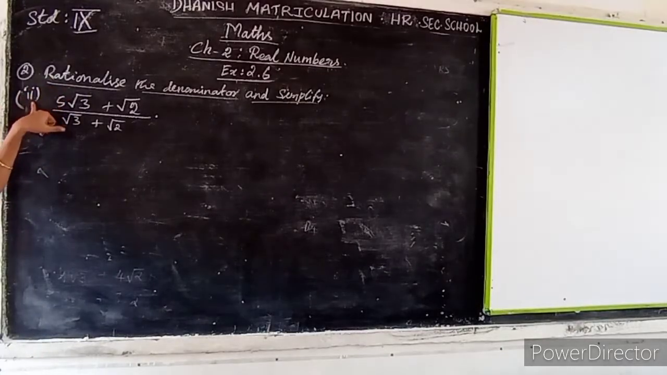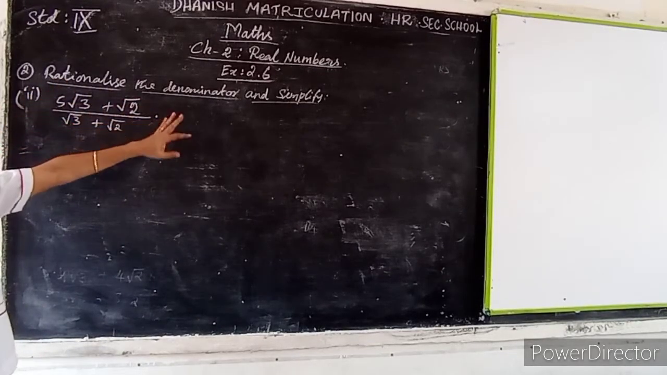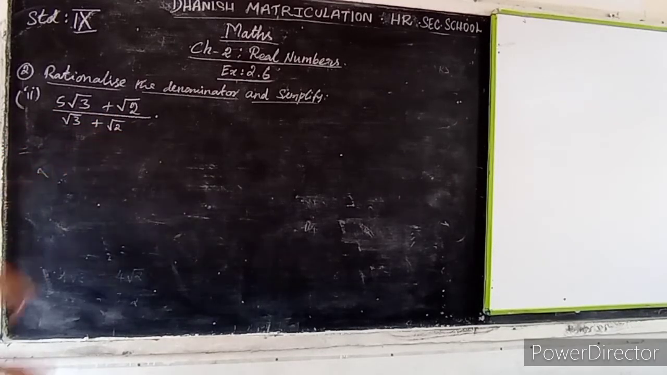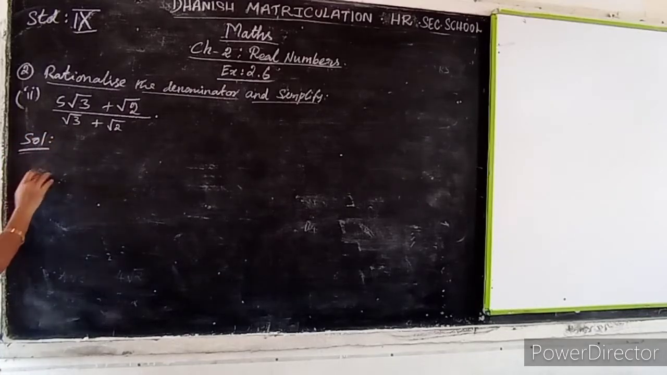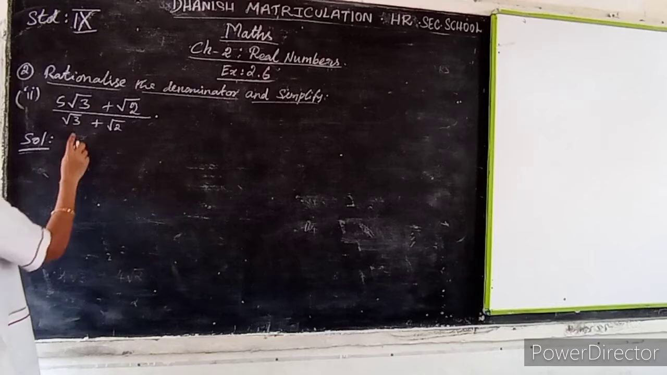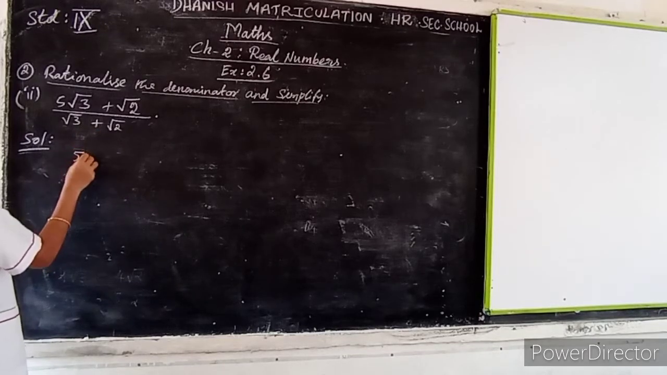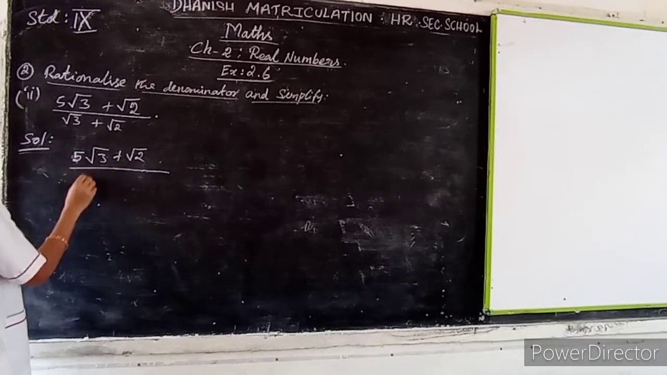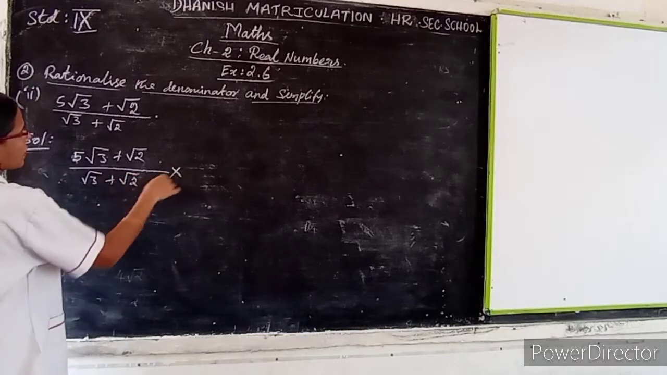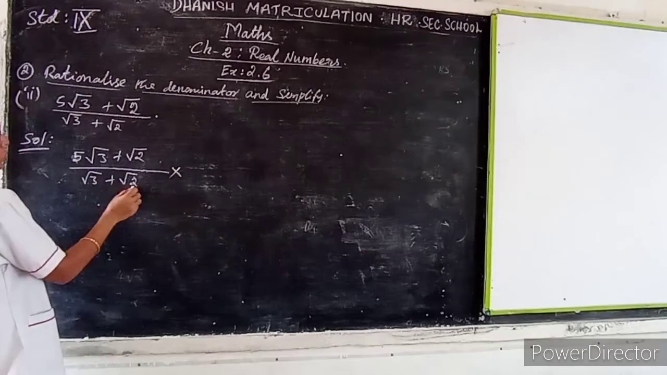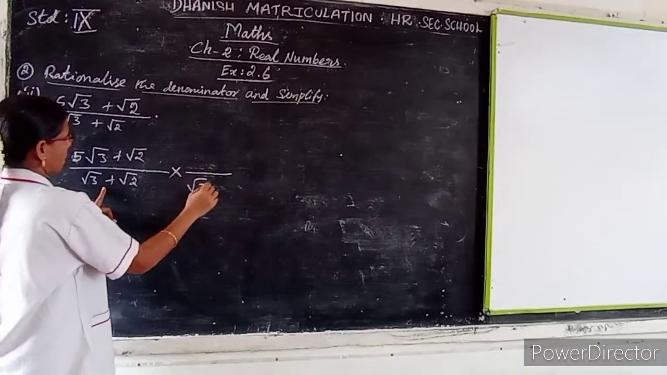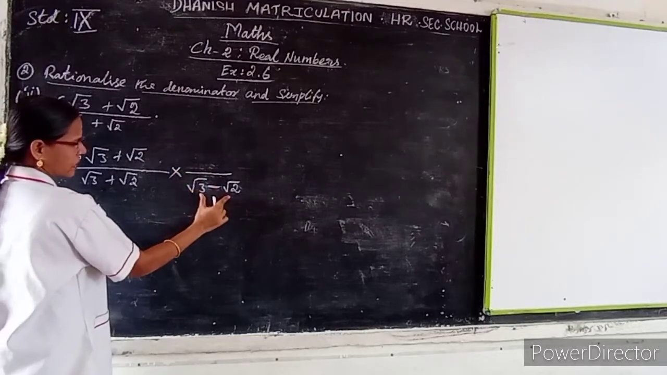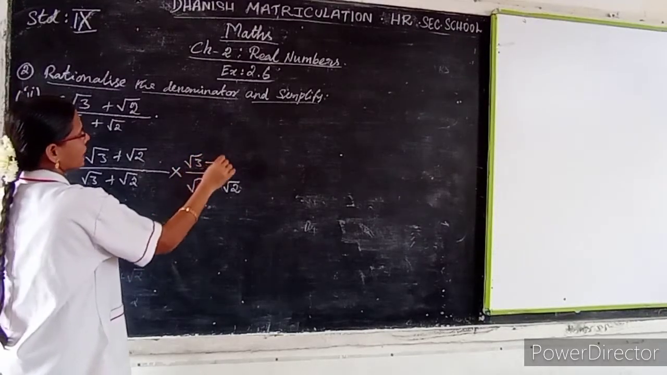Now, second question, second subdivision. Rationalize the denominator and simplify: 5 root 3 plus root 2 by root 3 plus root 2. So multiply the divisor by its conjugate. The given number is 5 root 3 plus root 2 divided by root 3 plus root 2. Its conjugate is, see the denominator root 3 plus root 2, so its conjugate is root 3 minus root 2. So multiply the numerator also with this same term, root 3 minus root 2.